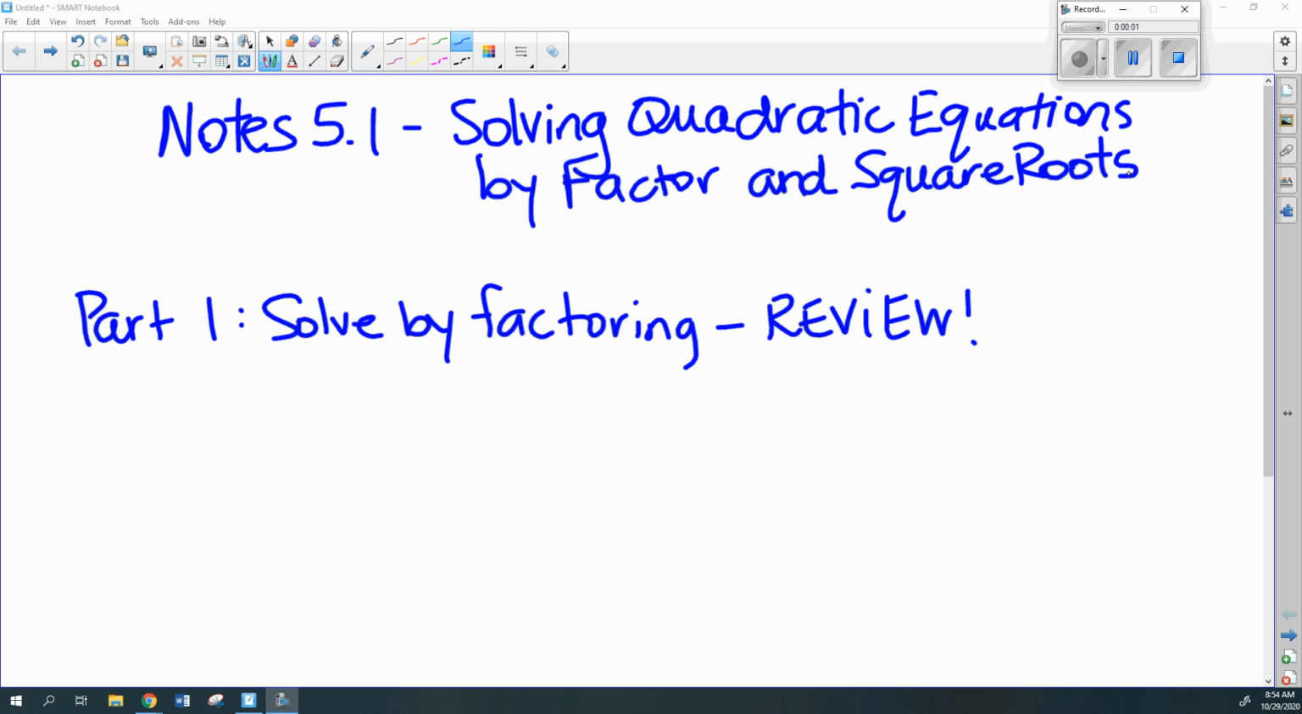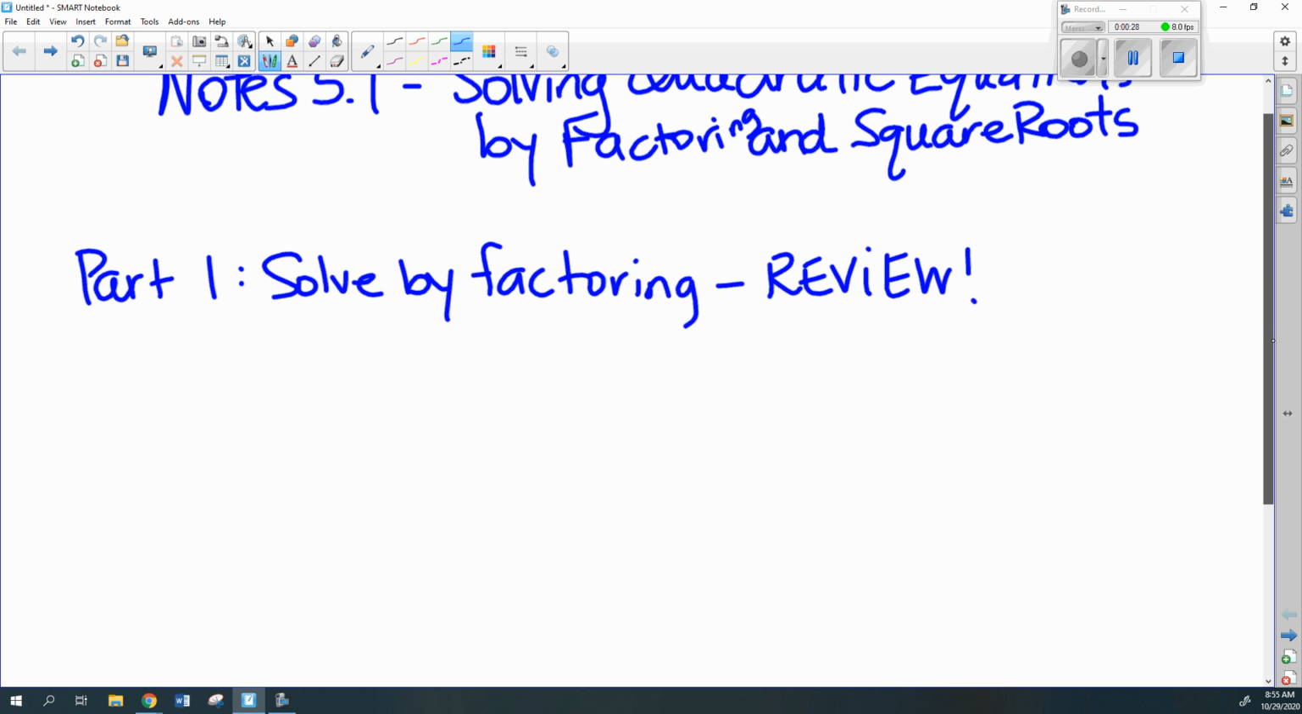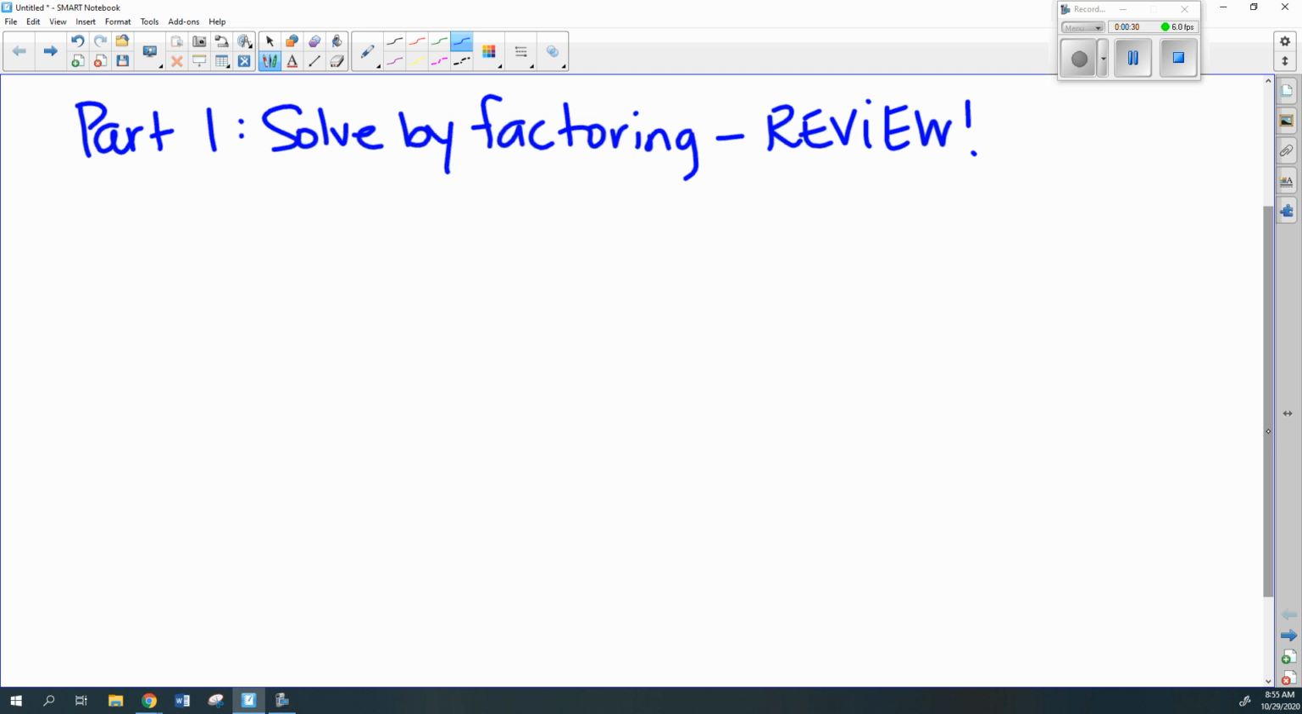We're going to be doing notes 5.1, solving quadratic equations by factoring. Look at me, I was in such a hurry. Factoring and square roots. Part 1, we're going to solve by factoring, which is review. In fact, we just reviewed a little bit of it when we did solving the radical ones. Remember when we squared it out and factored it to finish? So we've already got a head start on our review.